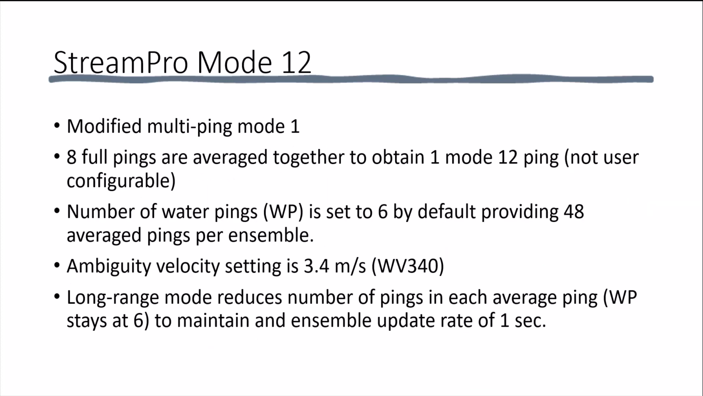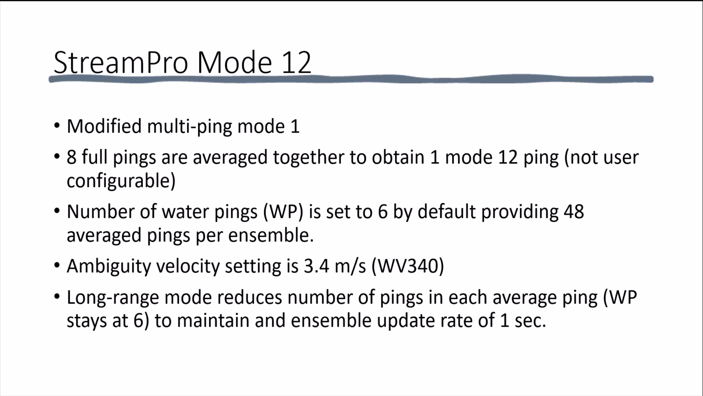The default mode for StreamPro is mode 12. It's a modified multi-ping mode 1 or modified mode 12 type ping. It includes 8 full pings that are averaged together to obtain 1 ping. This is not user configurable. The number of water pings is set to 6 by default. Therefore, each water mode 12 ping actually provides 48 averaged pings per ensemble. The ambiguity velocity is fixed at 3.4 meters per second.